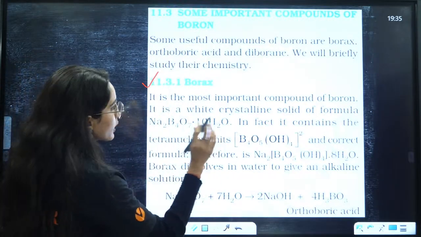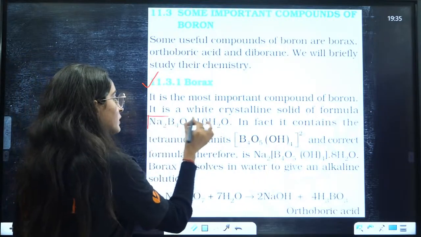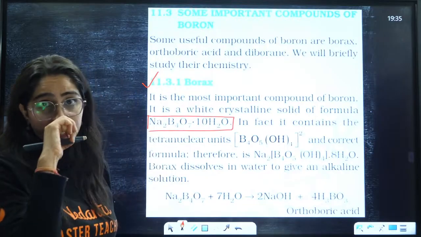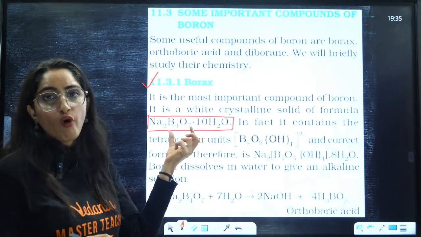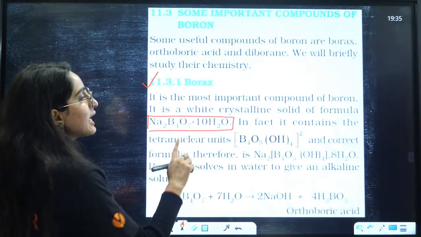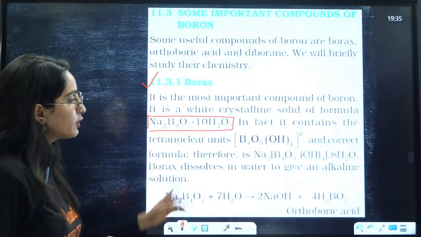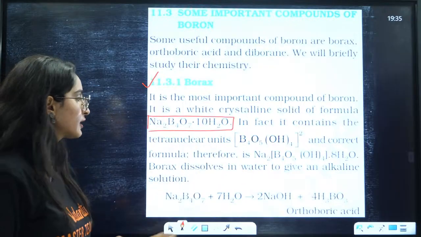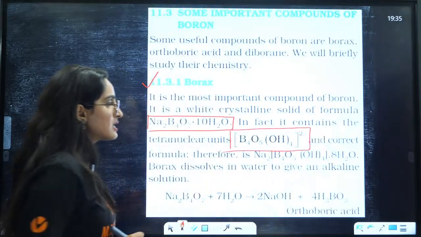The most important compound of boron is borax, a white crystalline solid. Firstly, you need to remember the formula. Whatever I am highlighting with the red pen, that you have to do. Borax: what is the formula of borax? Very important. It in fact contains tetranuclear units. These are the units that it contains. You also need to remember what units it contains.